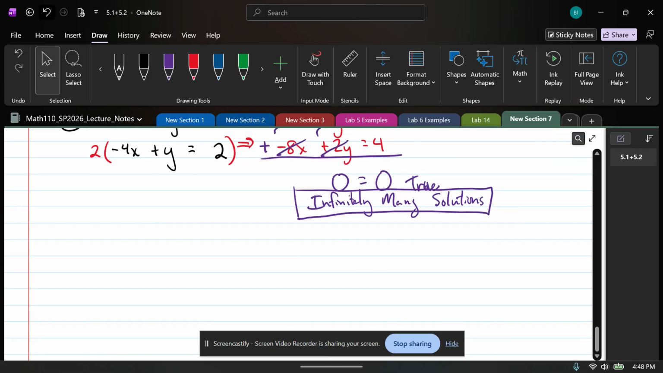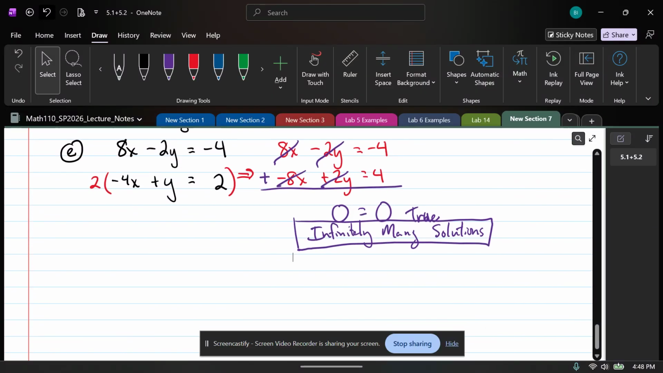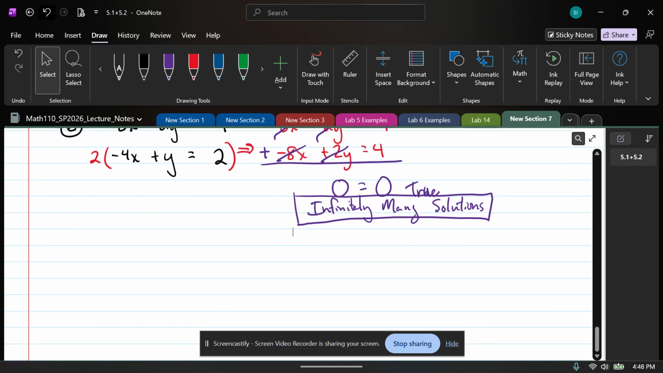Let's look at this next example. Yes, ma'am. It would have done the same thing. Absolutely. It would end up with even like 0 equals 0 or 2 equals 2 or something like that. It would have done the same thing.